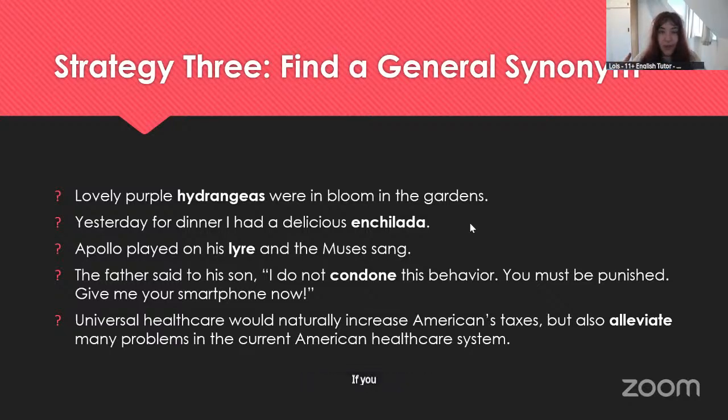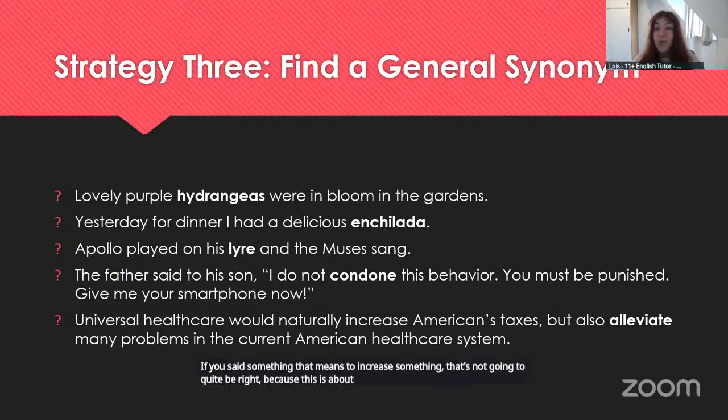If you said something that means to increase something, that's not going to quite be right, because this is about alleviating problems, which means getting rid of them rather than making more.